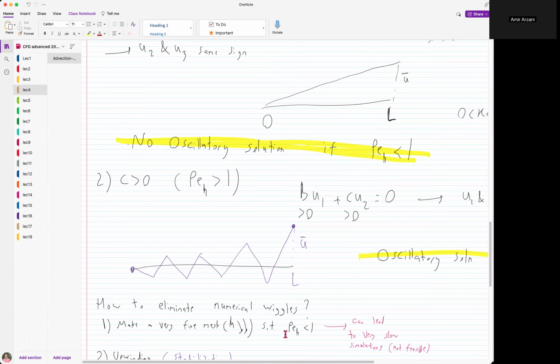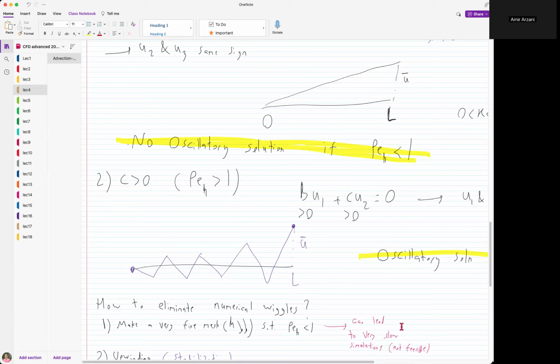Okay, so if you can do that, then the problem will be solved. Now, the problem is that in most problems, especially when you're dealing with more and more convection-dominated problems, it will be very, very difficult to choose a mesh that satisfies this, meaning that your mesh will have very, very tiny elements. So it will be computationally very, very expensive, and most of the time not even feasible to solve the problem if you require the grid Peclet number to be always less than 1.